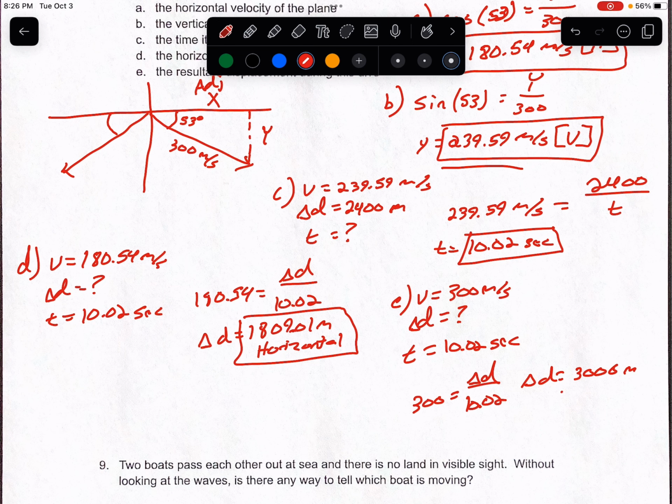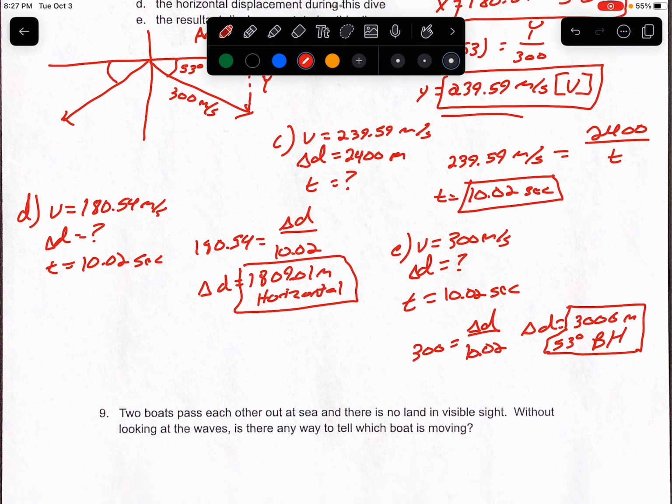And we're just going to go ahead and say that's 53 degrees because that's the angle, and we're going to say below the horizontal. You could say south of east if that's what you were using. As long as you have a direction on there, we're good with that.